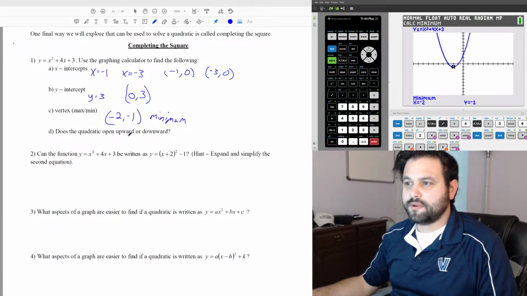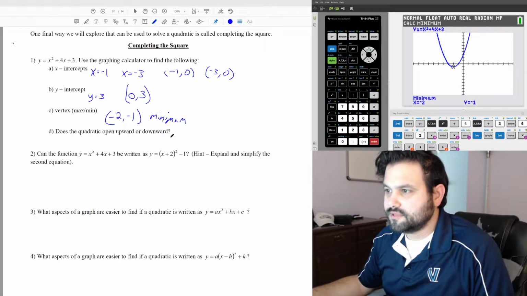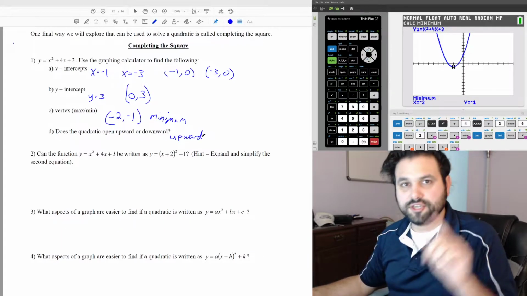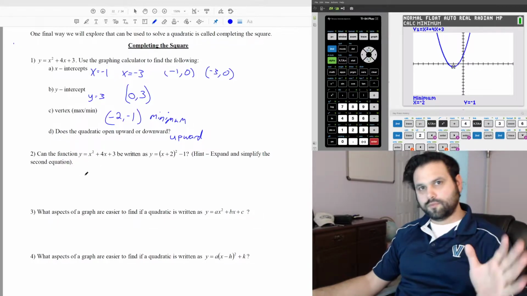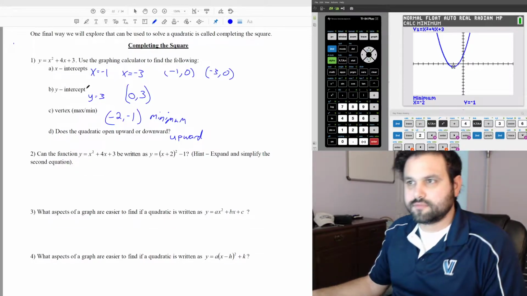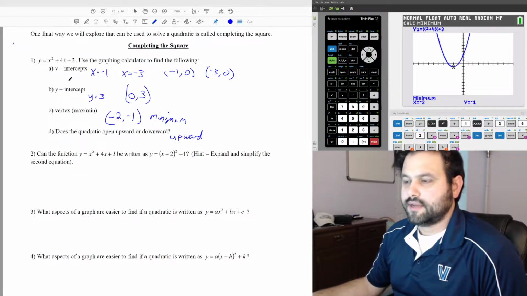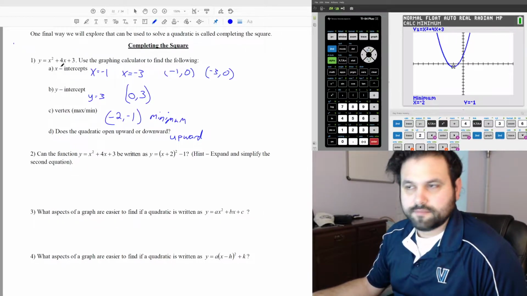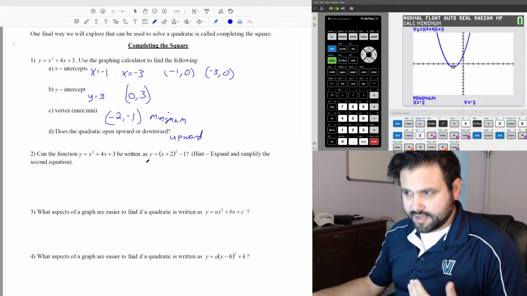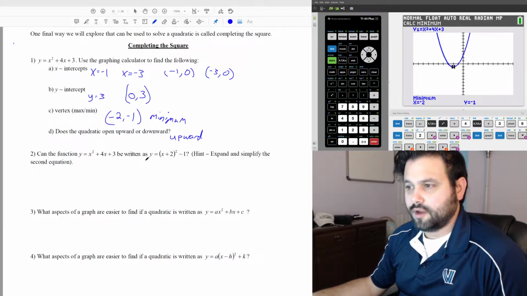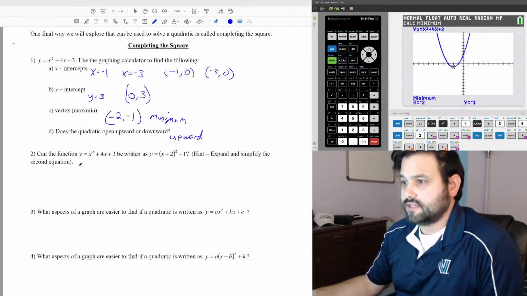Does the quadratic open upward or downward? It opens upward. All right, it's a U shape, it's not an upside down U. All right, so we found some features of the quadratic, and we used standard form. Number 2, can the function be written as y equals x plus 2 squared minus 1? Okay, maybe. Let's find out.